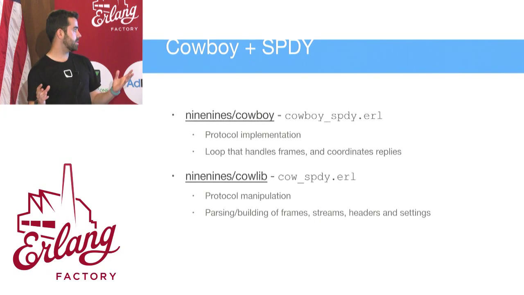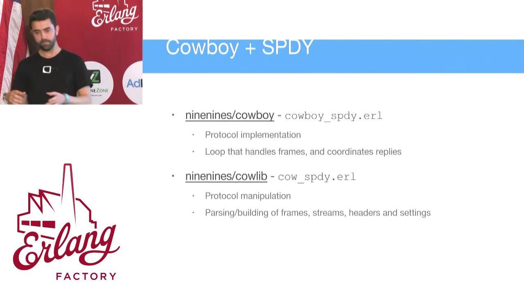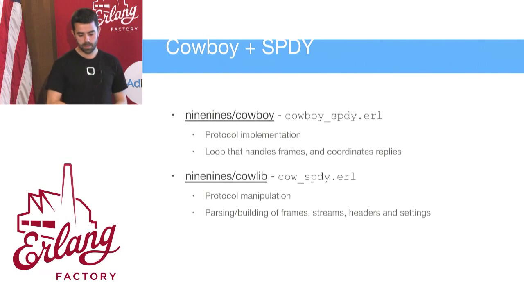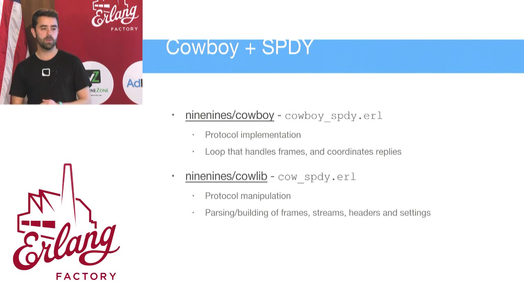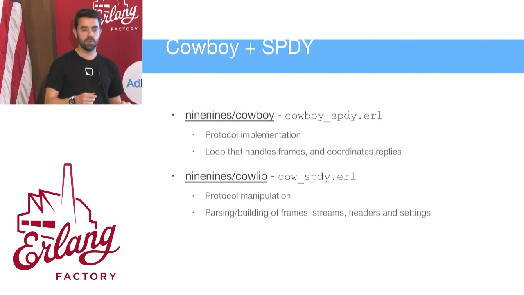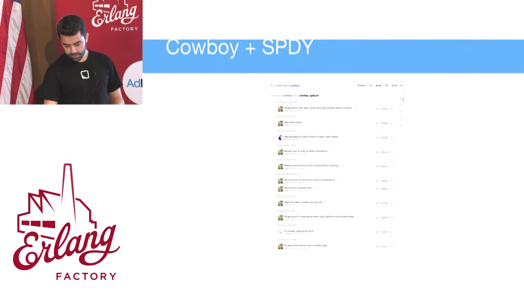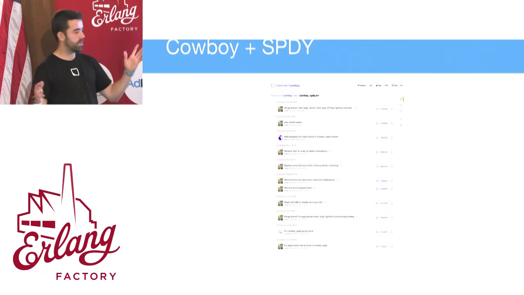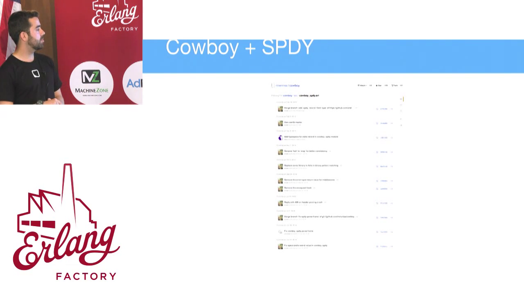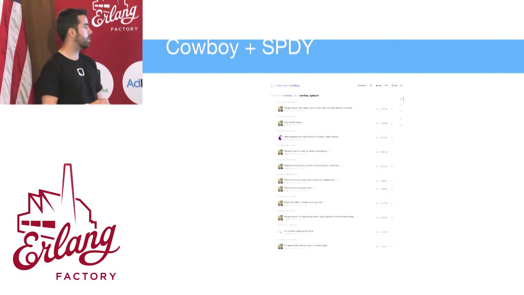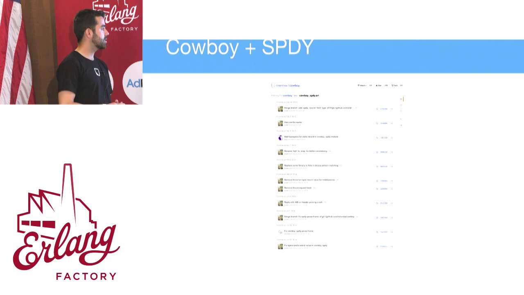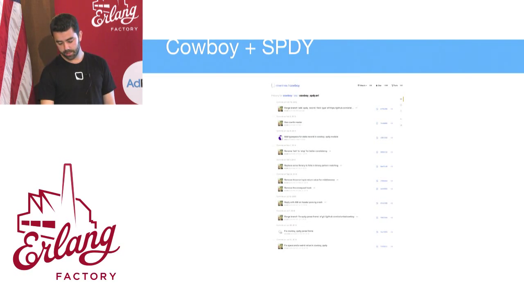And basically what it is, the main loop that handles frames and coordinates all the replies to the clients. And then we've got the Cow SPDY, which helps you work out the protocol manipulation and also the parsing and building of the frames, settings, and streams, and so on. So yeah, we all know that Cowboy is pretty well-maintained, probably one of the most popular Erlang projects in GitHub. And well, it's great to feel that it's got a lot of support and attention.